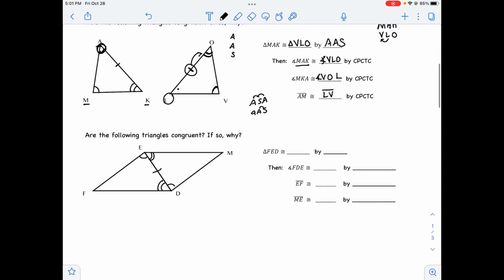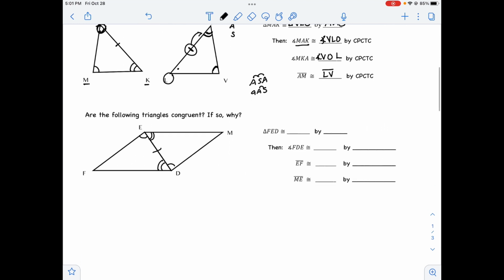Now if we look at our next example, it says, are the following triangles congruent? If so, why? We've got some parts marked, and we've got triangle FED congruent to something by something. So let's do the same type of thing and see what we have congruent-wise. FED, so F, and I'm going to stack them over here to help us. If we look first at F, F is here. It doesn't have anything marked at all. So we know its corresponding angle is not going to have anything marked. The only one that doesn't have anything marked over here is M. So M is going to correspond with F.